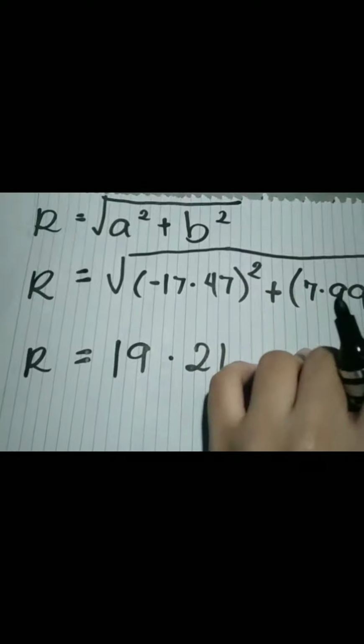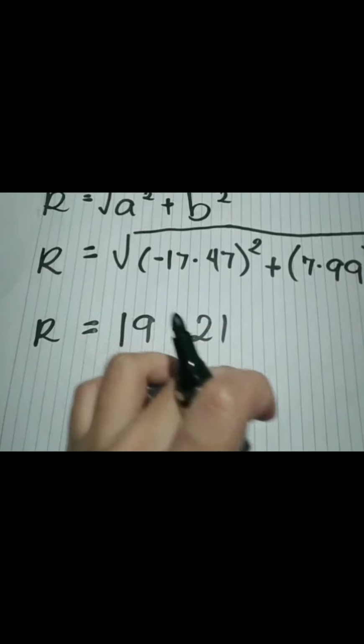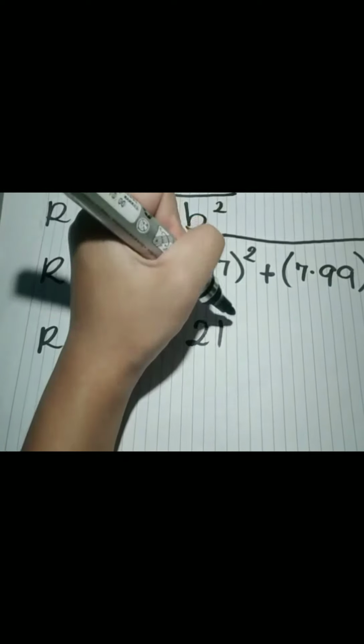So R is equals to the square root of A squared plus B squared. Our A is negative 17.47 and our B is 7.99. And now I already substituted it and added it all up. And the answer is 19.21. And of course, do not forget the unit. My unit is meters per second.